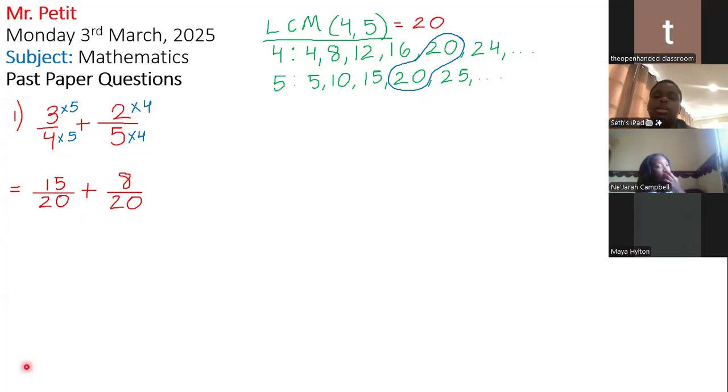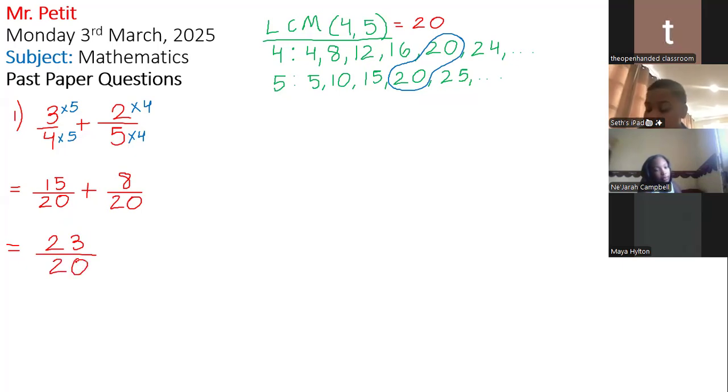And so at this point we're going to add. 15 plus 8 is what? 16, 17, 18, 19, 20, 21, 22, 23. So it's going to be 23 over what? 20, because the denominator stays the same.